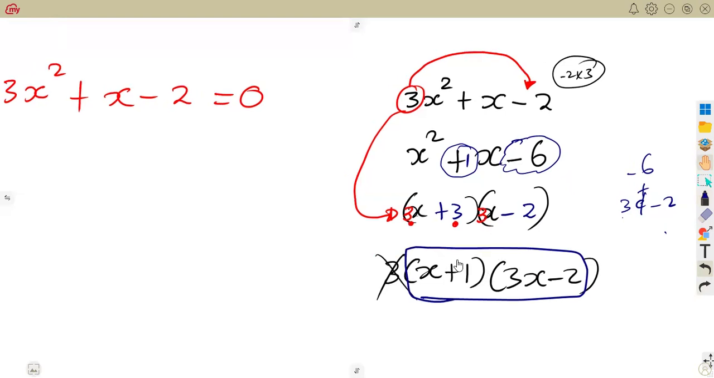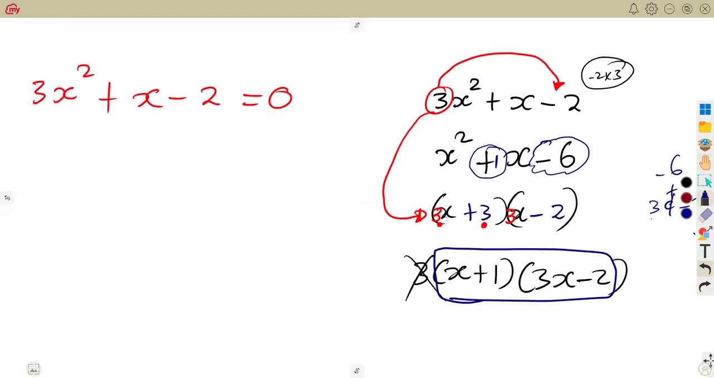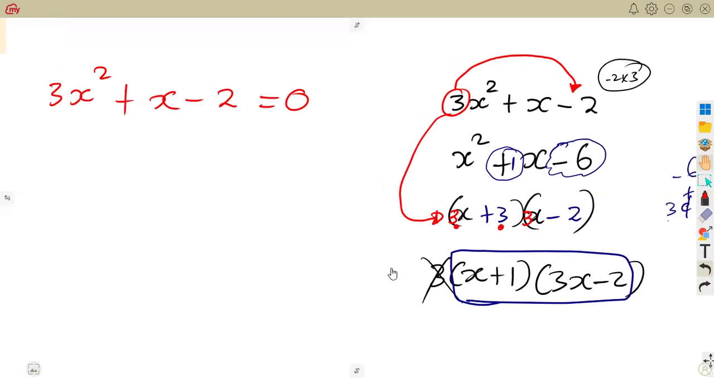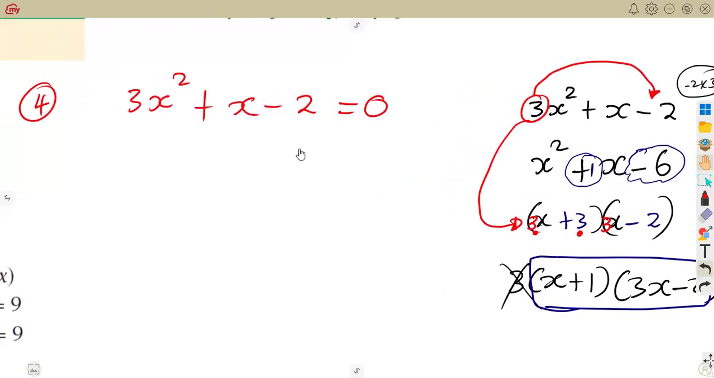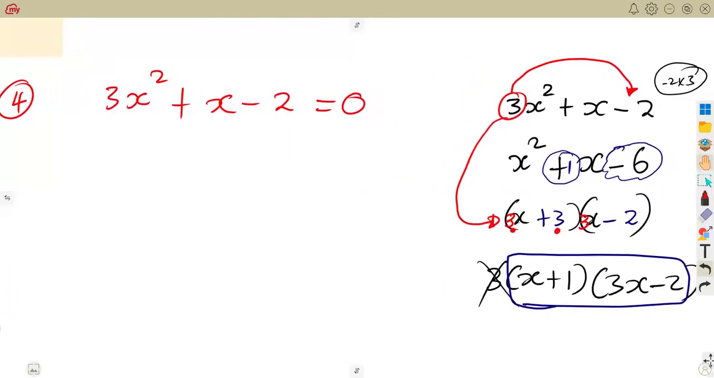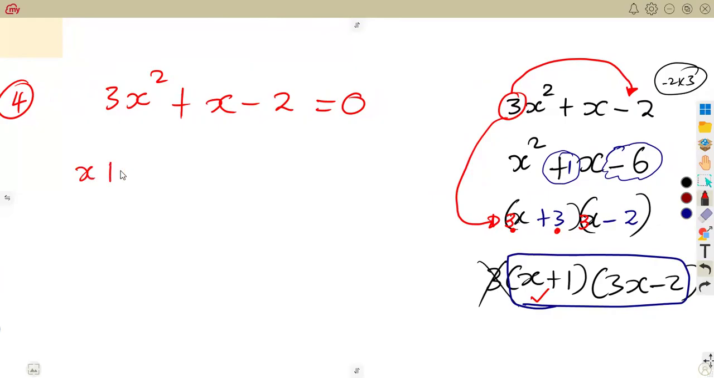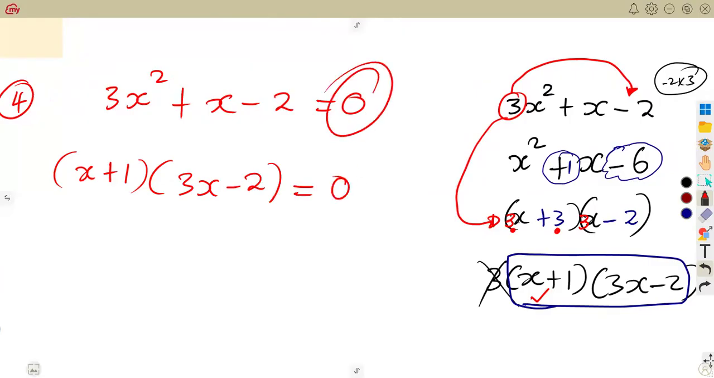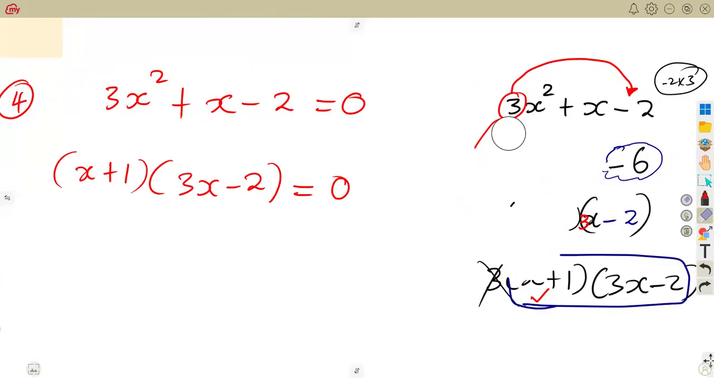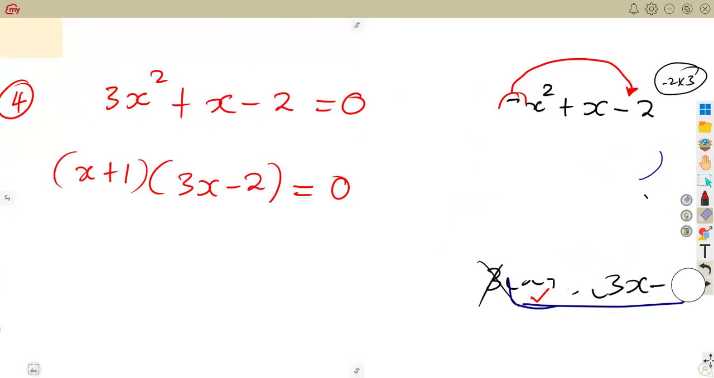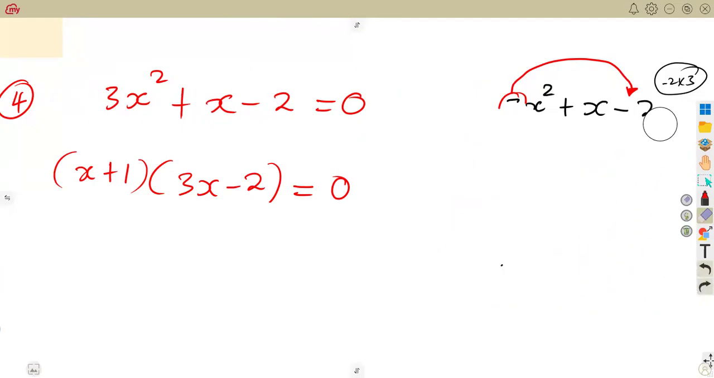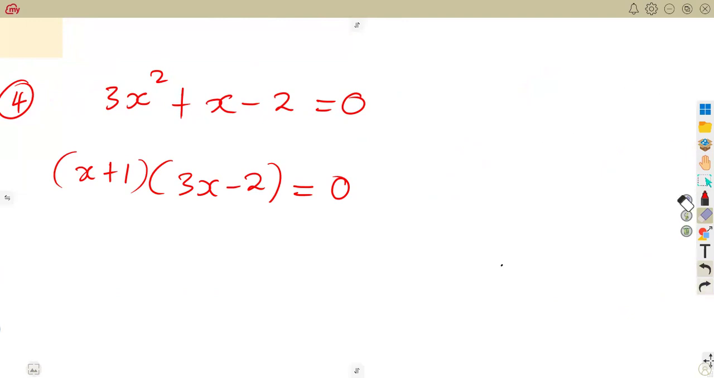In terms of the factorization, the remaining part, the brackets, is exactly what we need here. Remember, we need to factorize. So in our factorization of this whole quadratic expression, the brackets at the end are going to be x plus 1 into 3x minus 2. That's equal to 0 because we are dealing with an equation. So that's it, guys. You have factorized. So the cheat method, that is where it is applied.